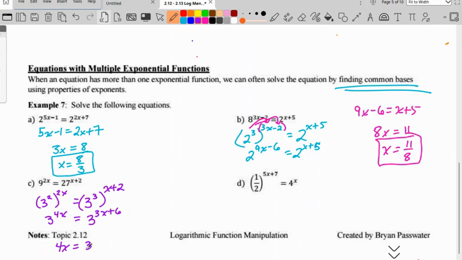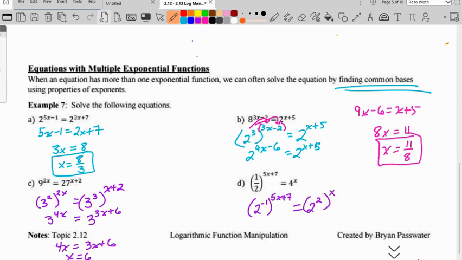You got it, 4x equals 3x plus 6. So that means x equals 6. Okay, last one. 1/2 and 4 could both be written to a base of 2. This would be 2 to the negative first power raised to the 5x plus 7. And this would be 2 squared to the x.